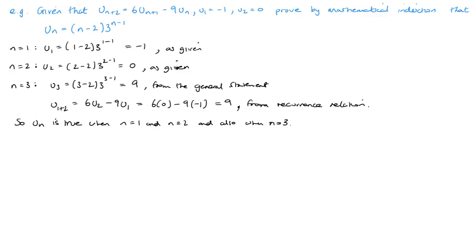Okay, so that's my basis step. Slightly different to last time, I had to do that extra value of n. But now I can go on to my assumption step. So we're assuming true now for n equals k.